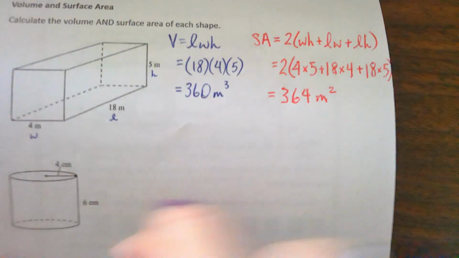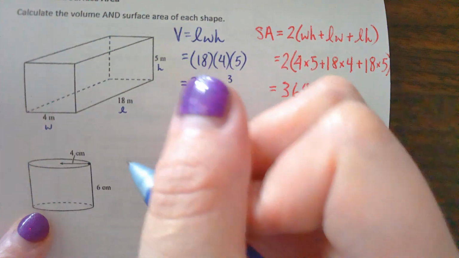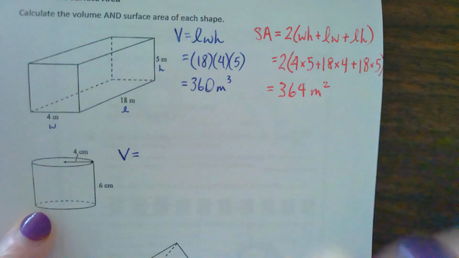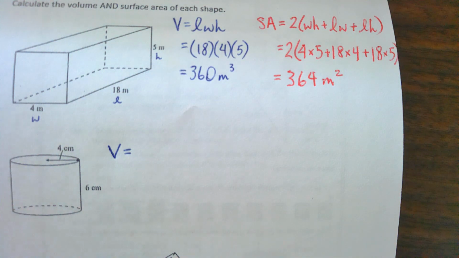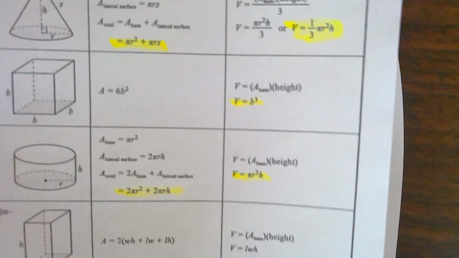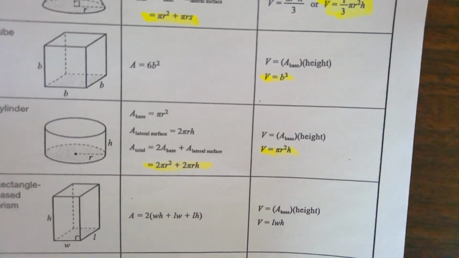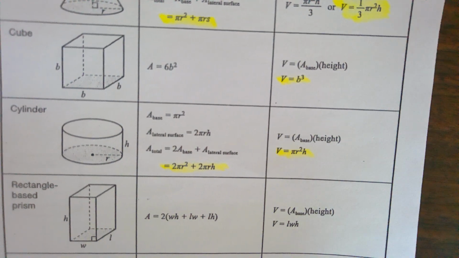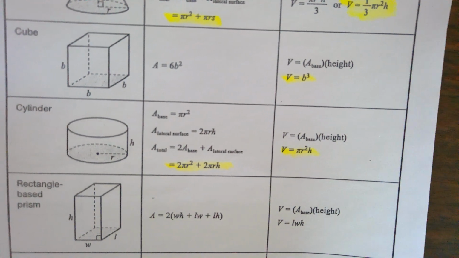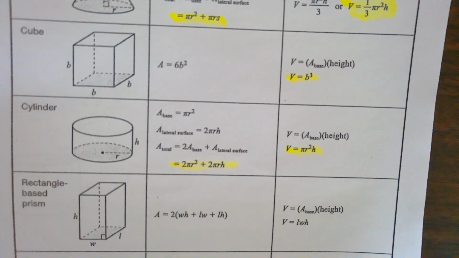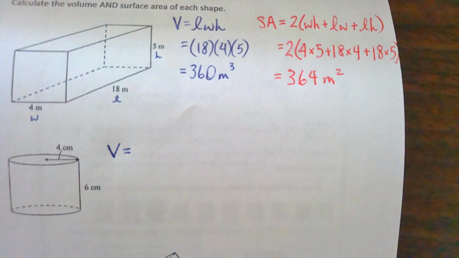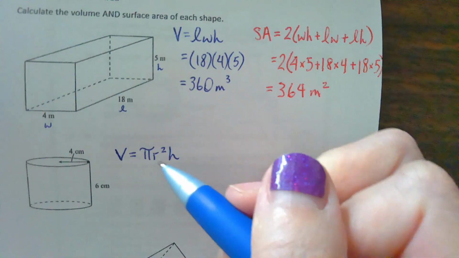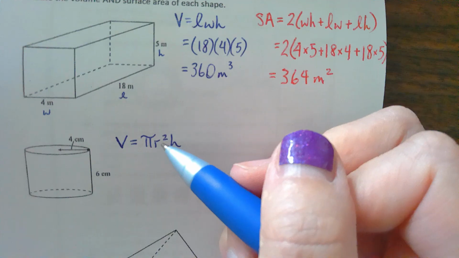Okay. Ivan, what shape is this? Can you tell me the formula for volume of a cylinder? Volume? Yep. V equals pi r squared h. Okay. Pi r squared. Doesn't that sound familiar? What is that? Pi r squared.